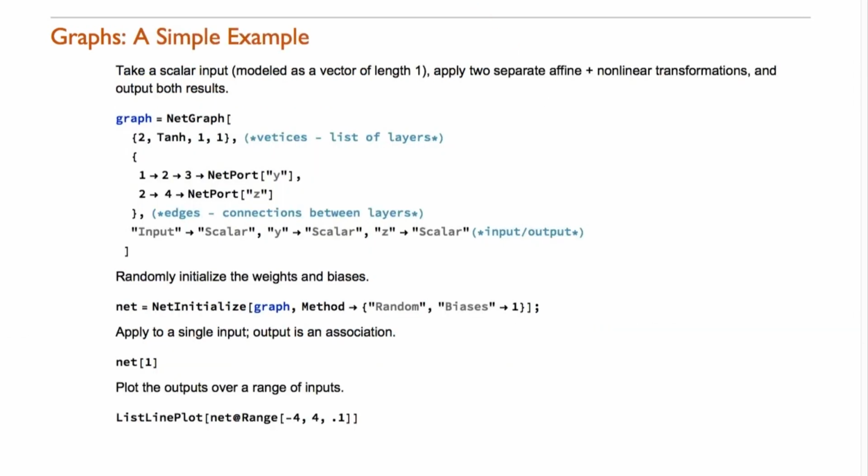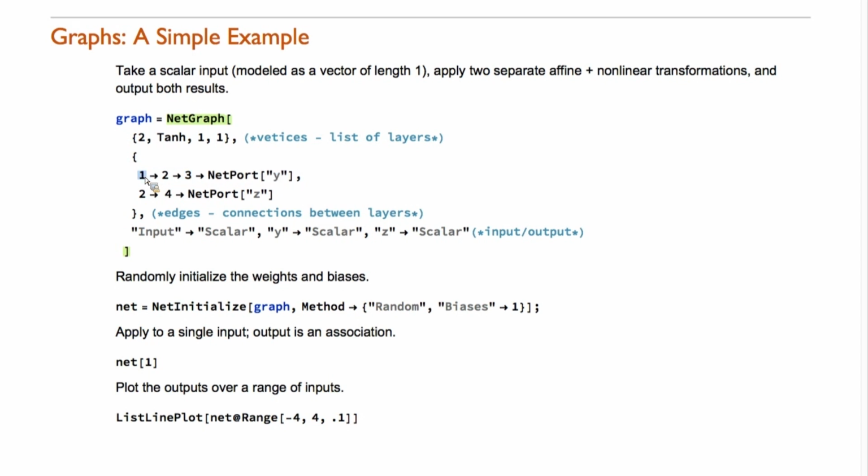Let's clarify a bit what's happening with an example. Here I'm defining a NetGraph, and I have this very short list of layers. As I explained before, this is a fully connected hidden layer of two neurons, one activation, and a couple of single-neuron fully connected layers. So this is not now a linear thing. This is a flattened list of layers. How these layers are connected, I specify here.